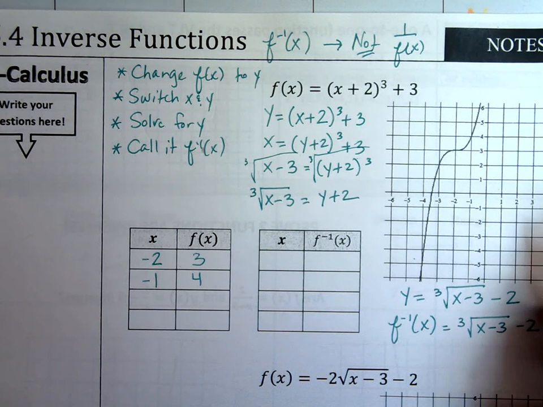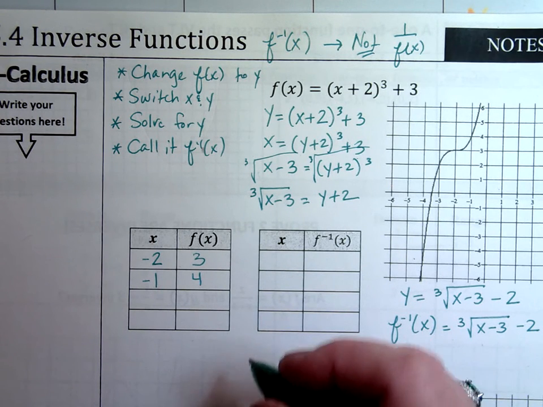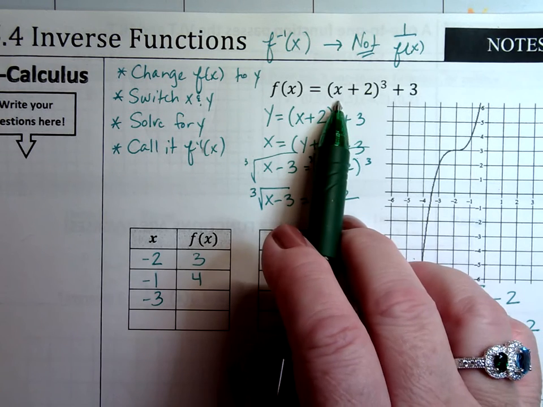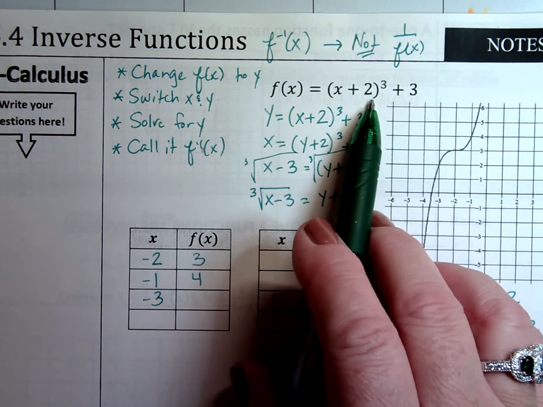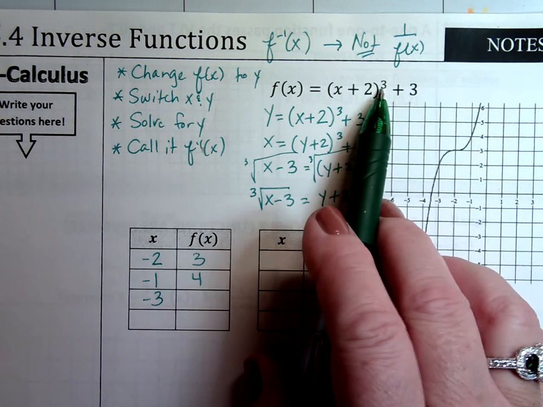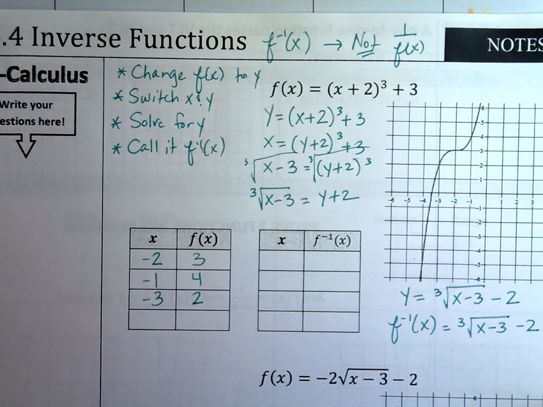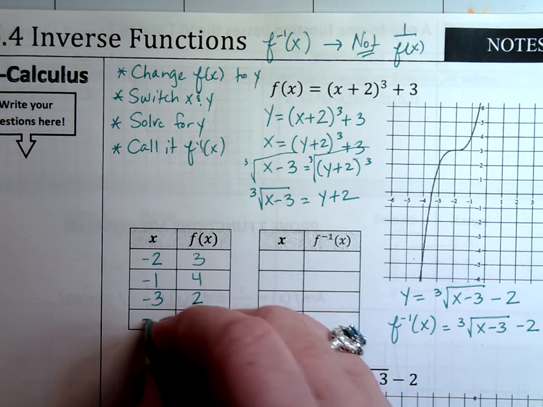Let's see, if I go a little bit further over, if I go negative 3, let's see what that brings me. Negative 3 plus 2 is negative 1. Negative 1 cubed is still negative 1. And negative 1 plus 3 is 2. And we'll try one more. We're going to do negative 4.